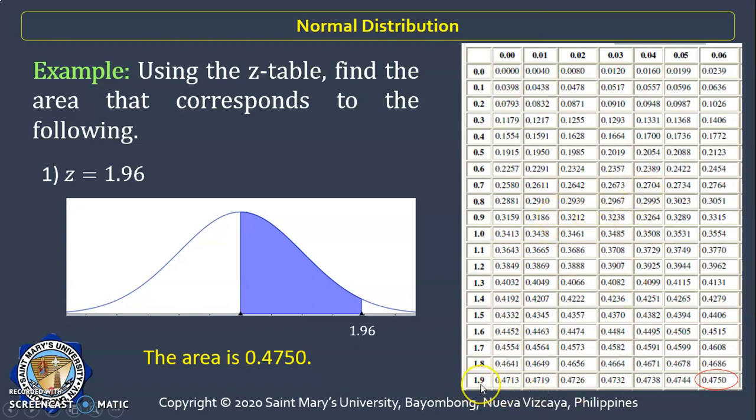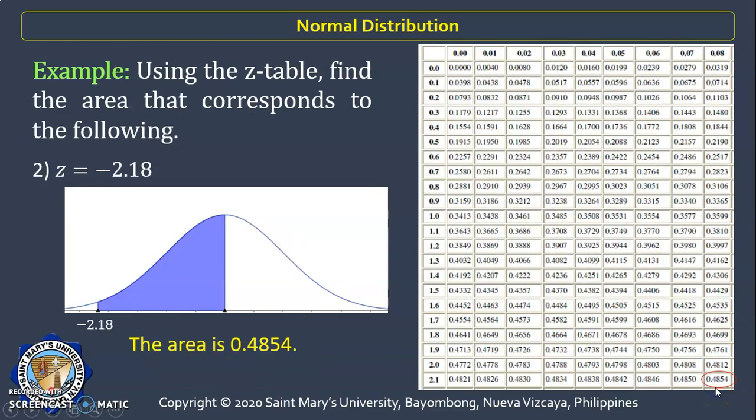So we have 1.9, then additional 6, so 1.96. So the area under the curve is 0.4750. That's it. Number 2, what if z equals negative 2.18?